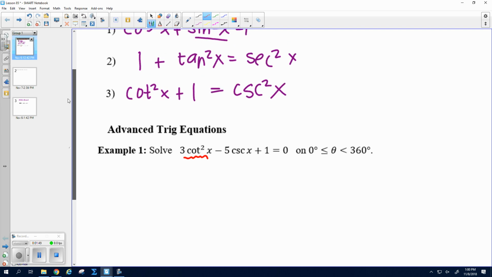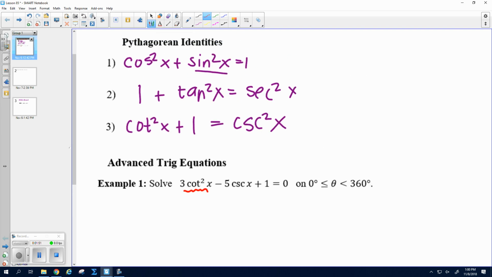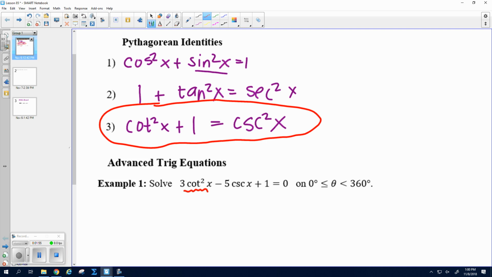So let's look at our identities up here. And this guy has cotangent squared in it. So we got to isolate it and substitute it in. So what can we replace cotangent squared x with, you guys? Did you guys just get one? All right. So we have a 3, and we're going to substitute in cotangent. So you guys, cotangent squared x is equal to what? Yeah, cosecant squared x minus 1.